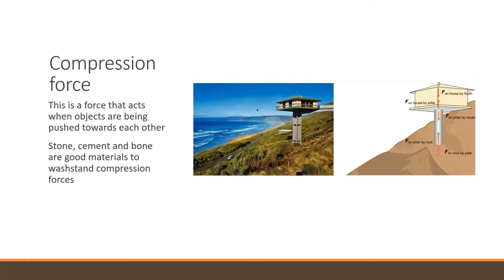This picture was taken straight out of the textbook. It's got a big house that happens to be sitting on a concrete pillar. Pretty sure it's a concrete pillar. And you've got the heavy house. It's going to push down on the pillar. Okay, so this is the force on the pillar by the house. You're also going to have the force on the pillar by the rock, because the rock's going to push back up. And that's going to create a compression force.